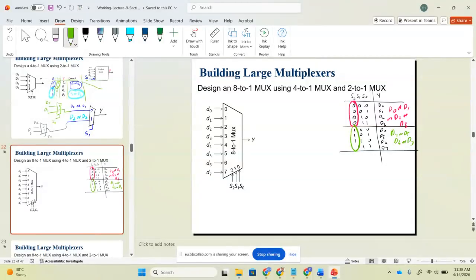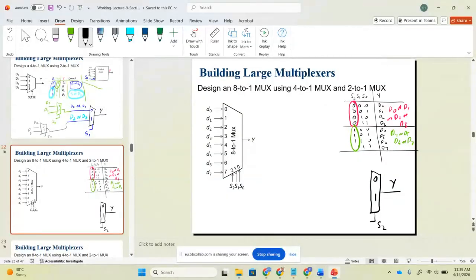I'm not looking at the output side. I need a 2 to 1 multiplexer, because there is a single select line. So I'm using some color. My output is Y, and it depends on S2. S2 has two possible values, 0 or 1.